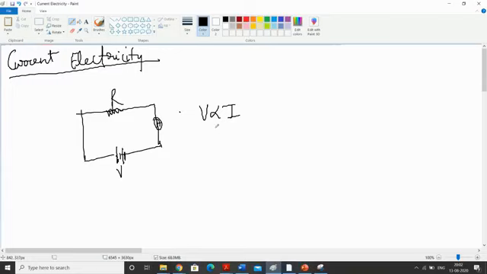Voltage is directly proportional to the current, or the current flowing in the circuit is directly proportional to the voltage or potential difference applied. So if you remove this proportional sign, you will get R. So V is equal to IR, or V is equal to RI. R is the constant of proportionality, also called resistance in the circuit.